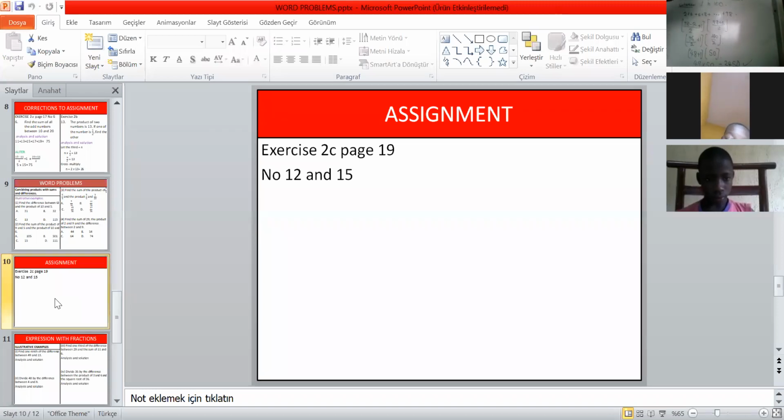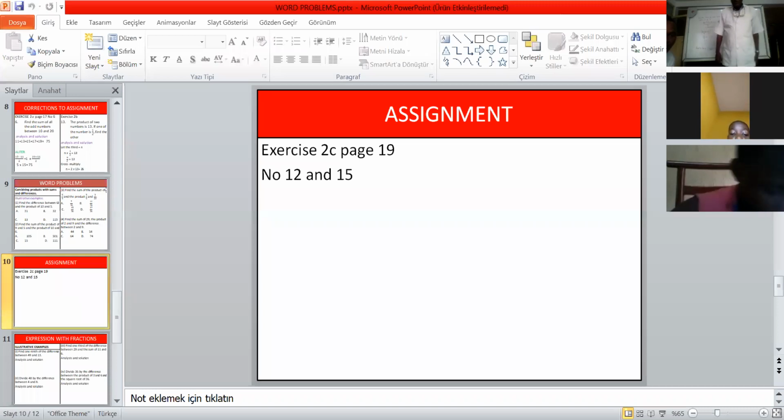Good, that's the assignment. Exercise 2C, page 19, number 12 and 15. Copy down the assignment. Except if you have any question to ask. Now I want to say good morning to you all at home and enjoy your short stay at home. Please make sure you do the assignments. Any question? Yes, if you have question, please ask.